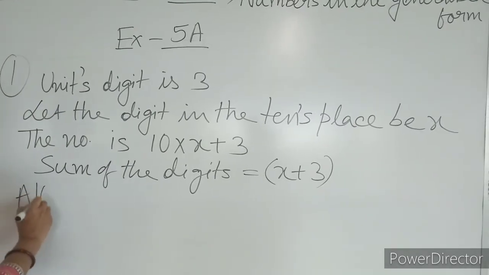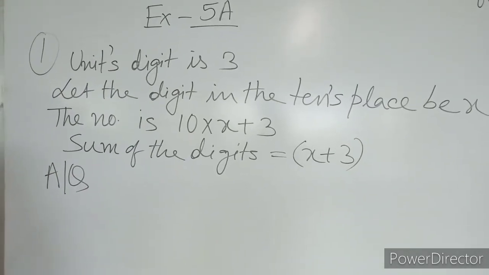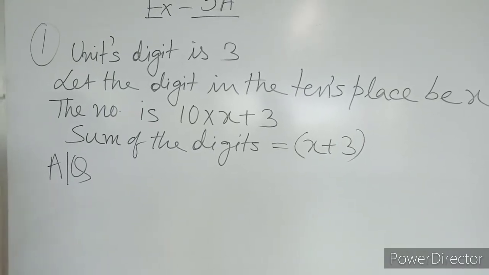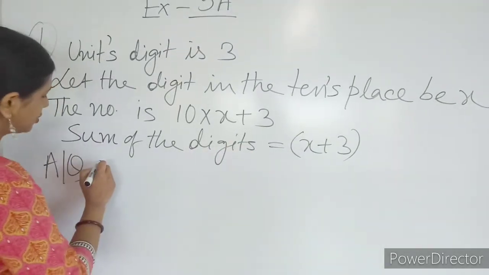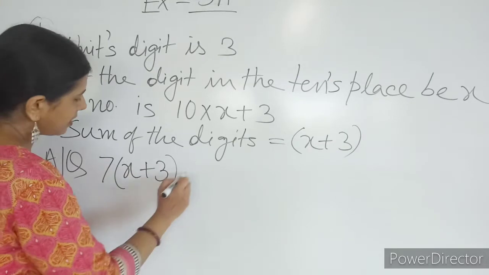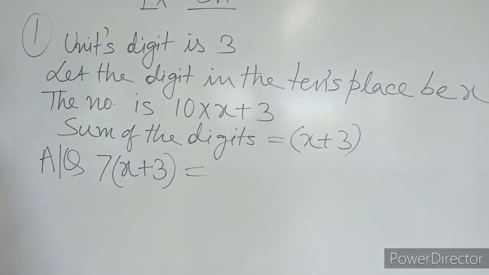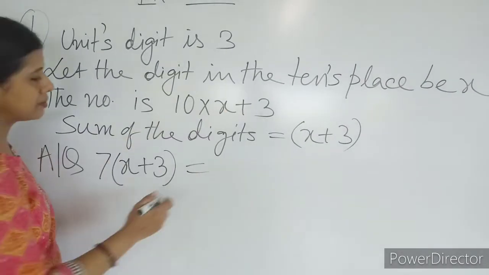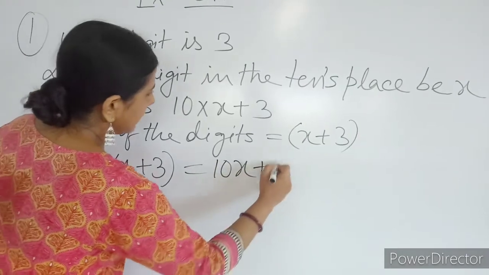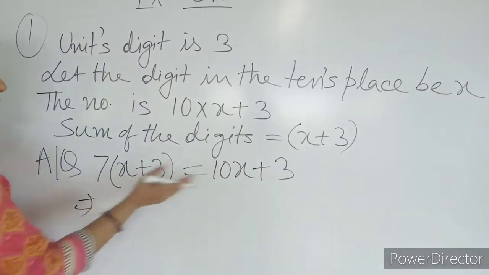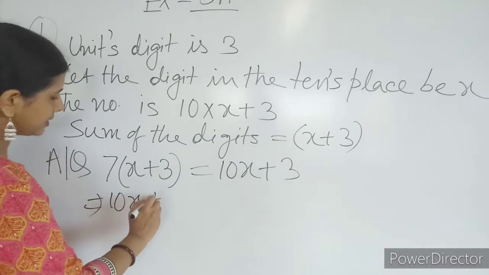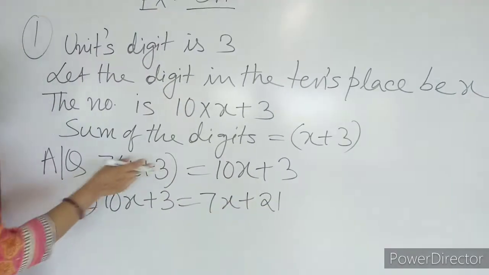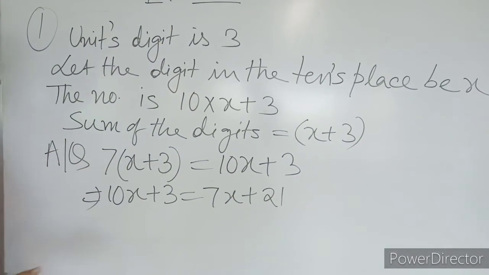Now according to the question, what is the condition? The condition is 7 times the sum of the digits. That means 7 into this, 7 times the sum of the digits, that is equal to the number itself. In the question it is written, 7 times the sum of the digits is the number itself. That means it is 10x plus 3, or I can write this way, 7x plus 21. If you solve this, 7 into x plus 7 into 3.